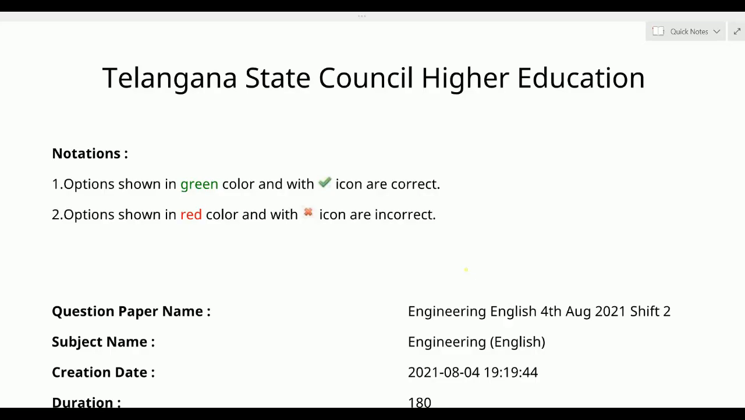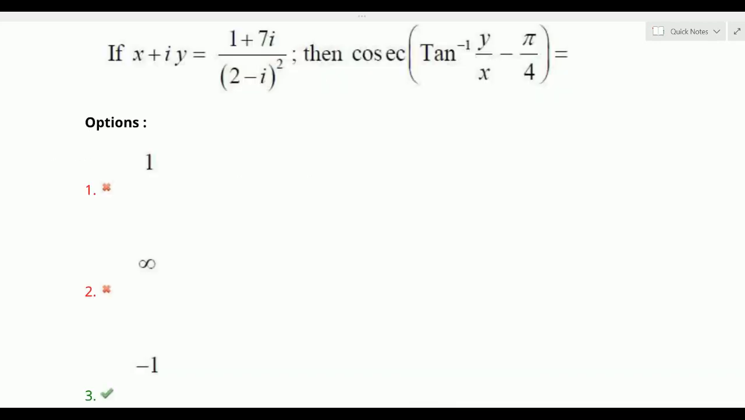Now we'll discuss the 4th August shift 2 questions. What are those, we'll see first of all. In this paper, the first question from complex numbers is given as x plus iy, where x plus iy is given as (1 plus 7i) by (2 minus i) whole square.